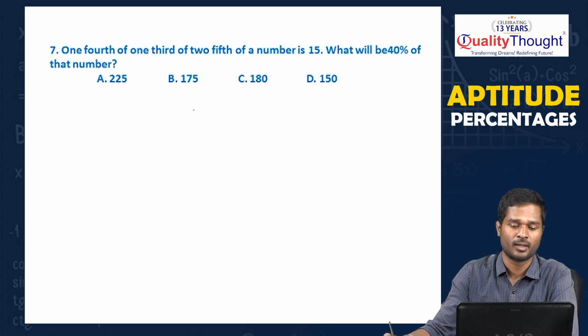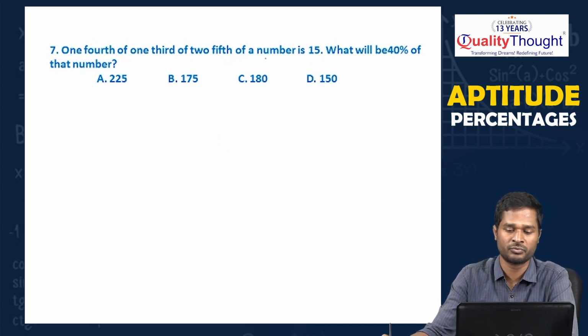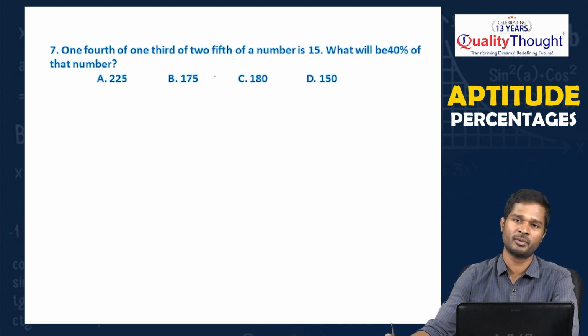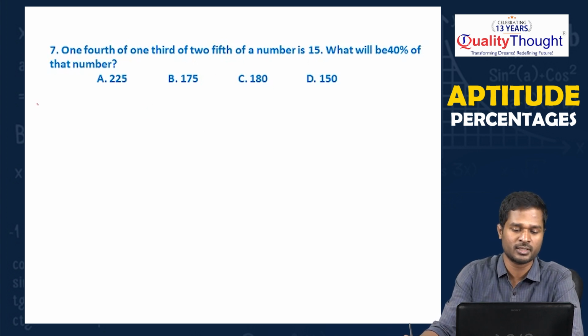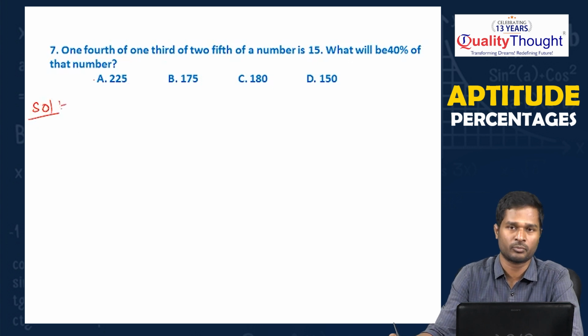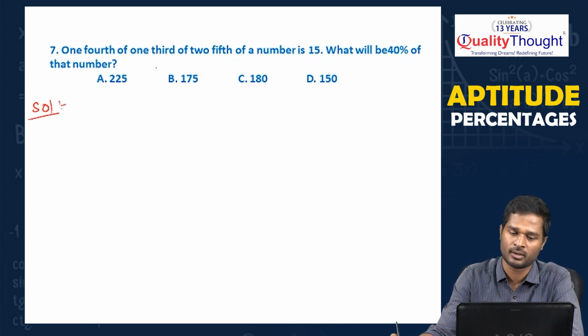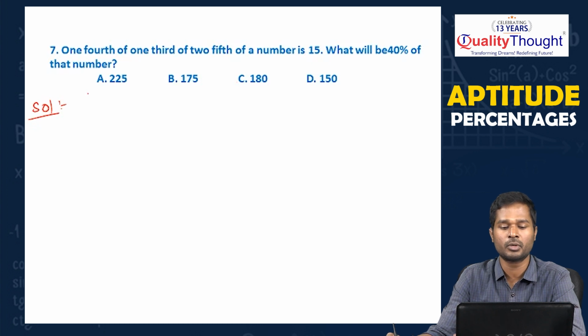Question 7, 1/4 of 1/3 of 2/5 of a number is 15, then what will be 40 percentage of that number? Okay. There is a number, we do not know what that number is. So, if you calculate 1/4 and 1/3 of it and 2/5 of the number, you will get 15 as the answer. So, if you calculate 40 percentage of that number, what will be your answer?